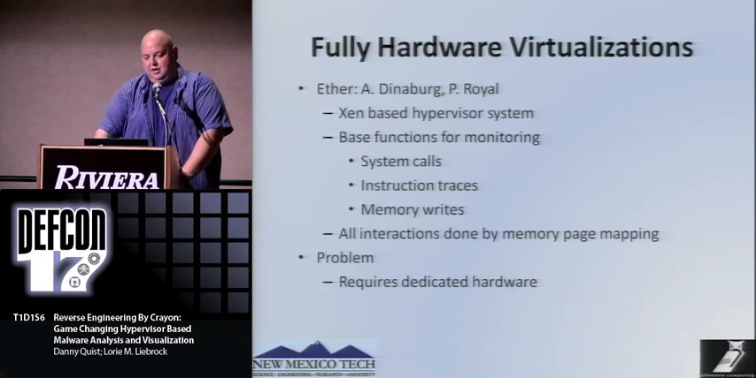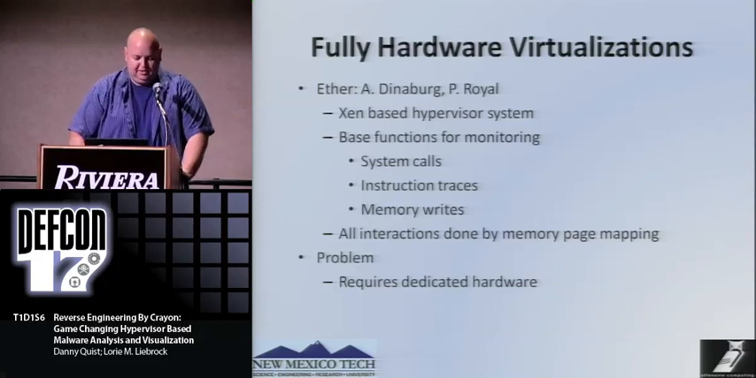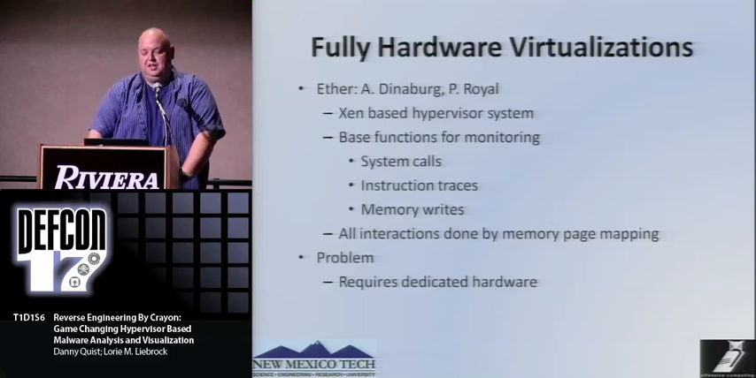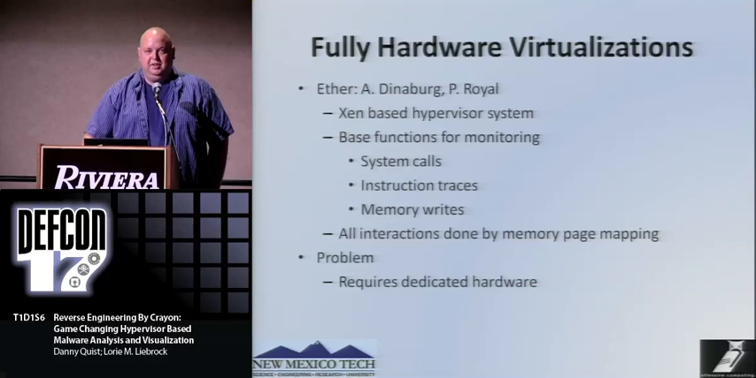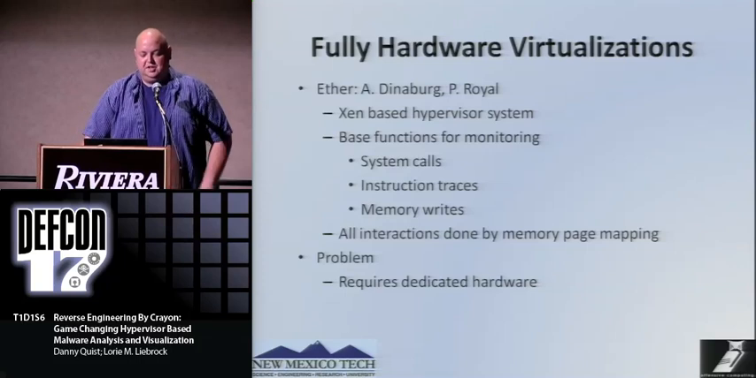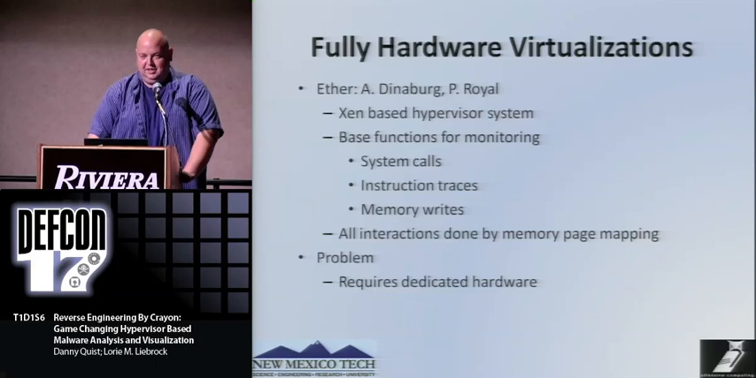Okay, so now we get into the awesome. There's a fully hardware virtualization monitoring system called Ether. It was built by Artem Dinaburg and Paul Royal from Georgia Tech. This is a Xen-based hypervisor system. Ether has components that monitor system calls, instruction traces, memory writes, and basically all the interaction with the OS is done via the shadow page table inside of the Xen hypervisor.